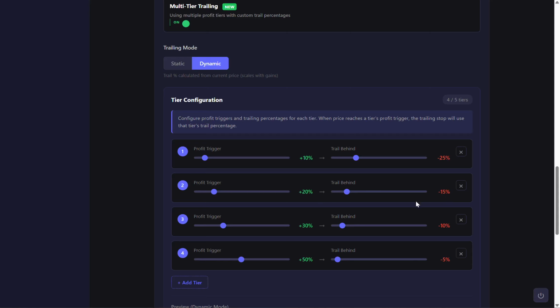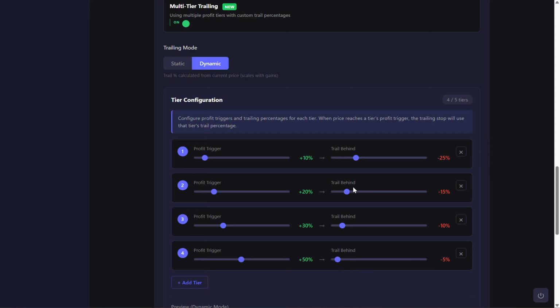So it's going to be at a 15% trail up to 29%. Once it reaches 30%, then we're going to tighten it even more to a 10%. Same thing all the way up to 50 and then a 5%. So 5% trail is basically where it's going to stop out unless price is really ripping up. It's just going high and this is going to follow really tightly. And as soon as it dips down a little bit, you're going to be out.